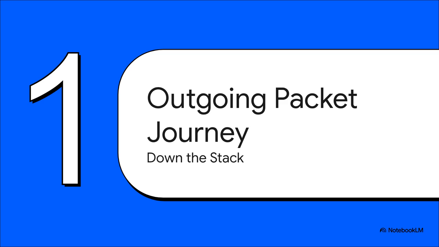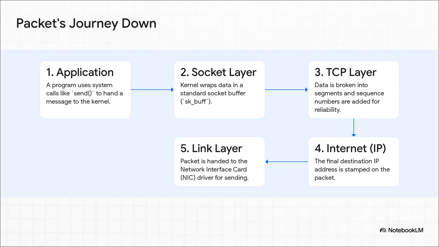Okay, so to really see how this digital post office works, let's follow a single piece of data. We'll trace its journey from the moment it leaves an application on your machine and heads out into the big, wide world of the internet. It all kicks off when an application, say your web browser, needs to send some data. It makes what's called a system call, which is basically a special request to the operating system, handing over its message. The kernel's socket layer immediately grabs that data and wraps it in a standard container, an SKB. This is our digital envelope.